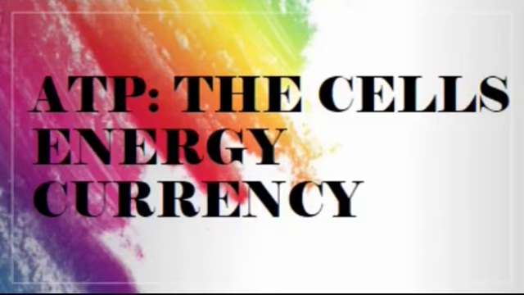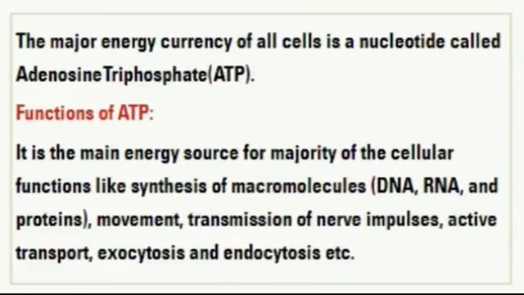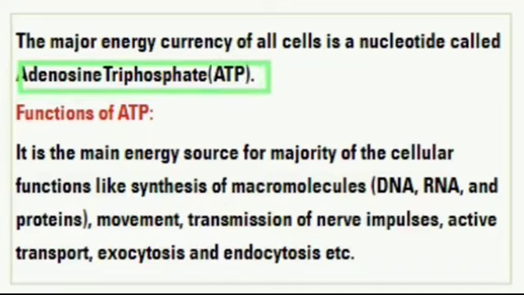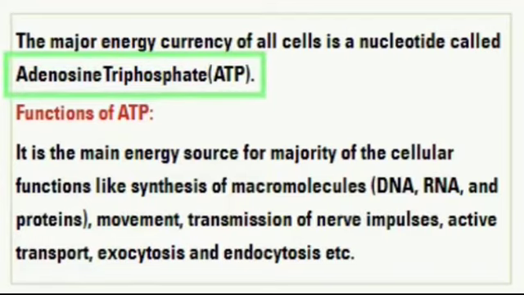So ATP is called as adenosine triphosphate. Adenosine triphosphate, it's named so because of its structure. Because its structure consists of adenosine, adenine, ribose sugar and triphosphate groups. ATP, the major energy currency of all cells, is a nucleotide. Basically, ATP is a nucleotide, and nucleotide is a molecule which is composed of three basic components like nitrogenous bases, ribose sugar, and three phosphate groups.